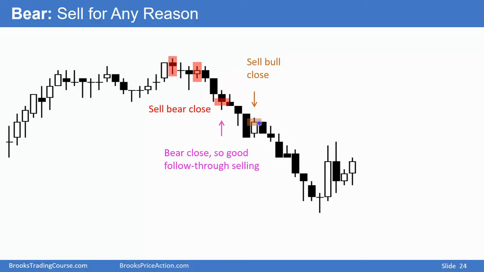Here we have an II with a bear close. So it's a small bear flag, a failed bull reversal attempt. Traders will place a stop to go short just below this bar, and they'll get filled over here.